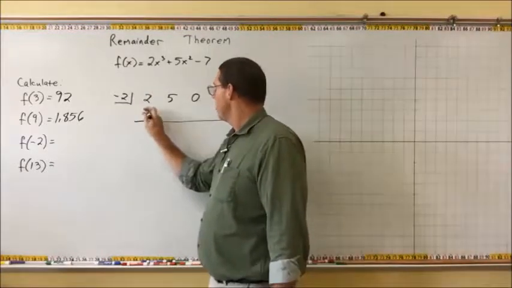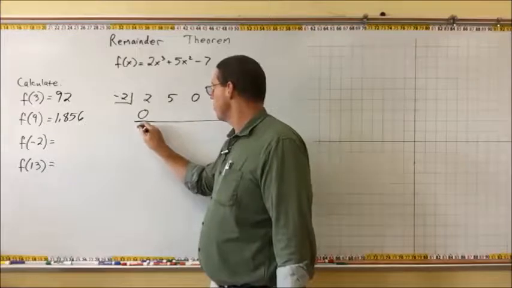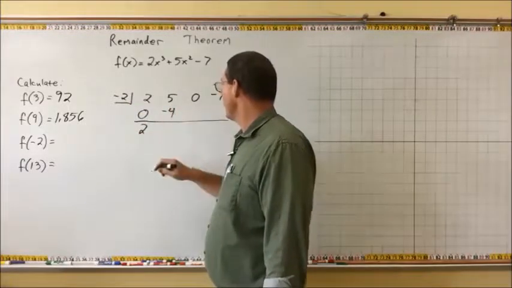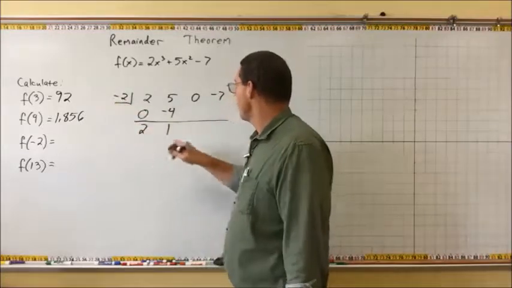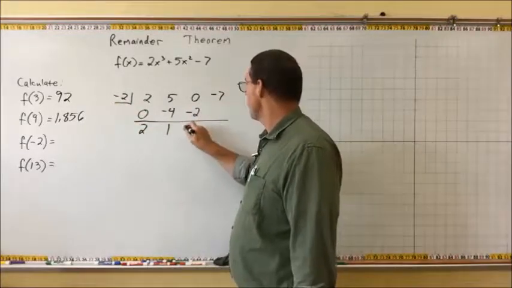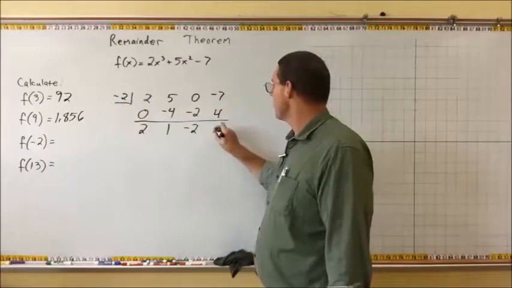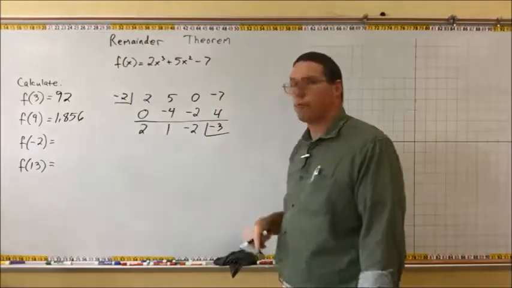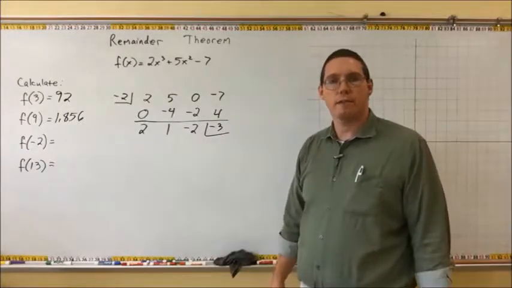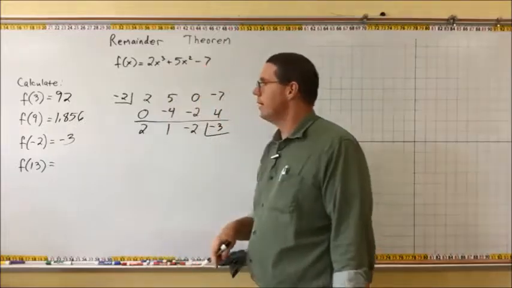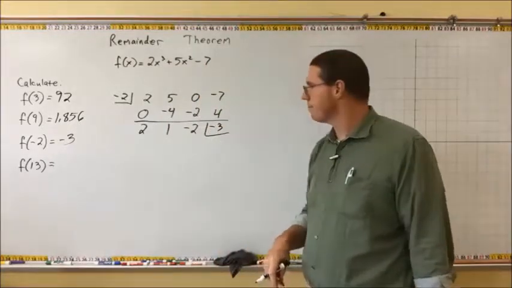Now let's try, we're going to put a 0 down here. 2 plus 0 is 2. 2 times negative 2 is negative 4. 5 plus negative 4 is 1. 1 times negative 2 is negative 2. Plus 0 is negative 2. Negative 2 times negative 2 is 4. Plus negative 7 is negative 3. So the answer is negative 3. If we were to plug a negative 2 in, the answer would be negative 3.